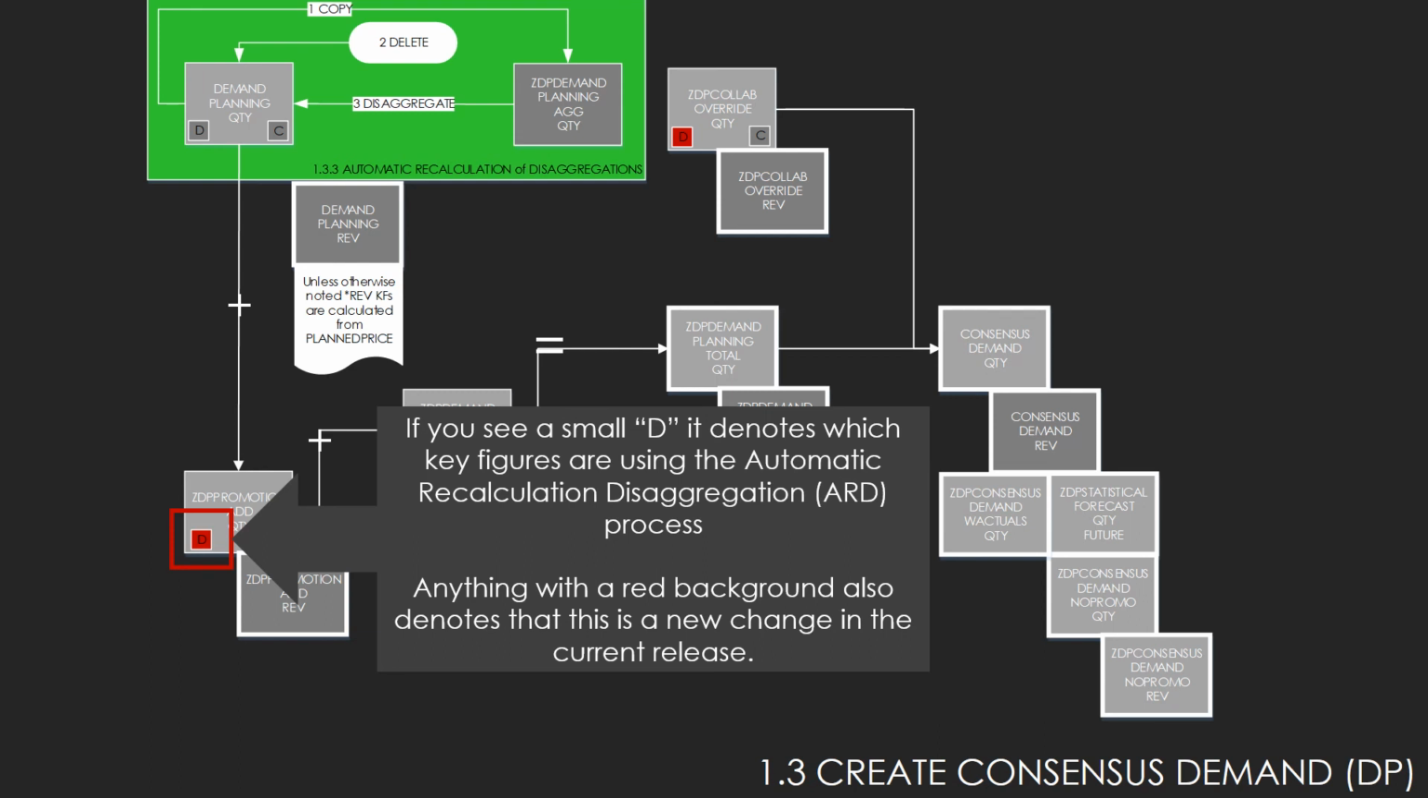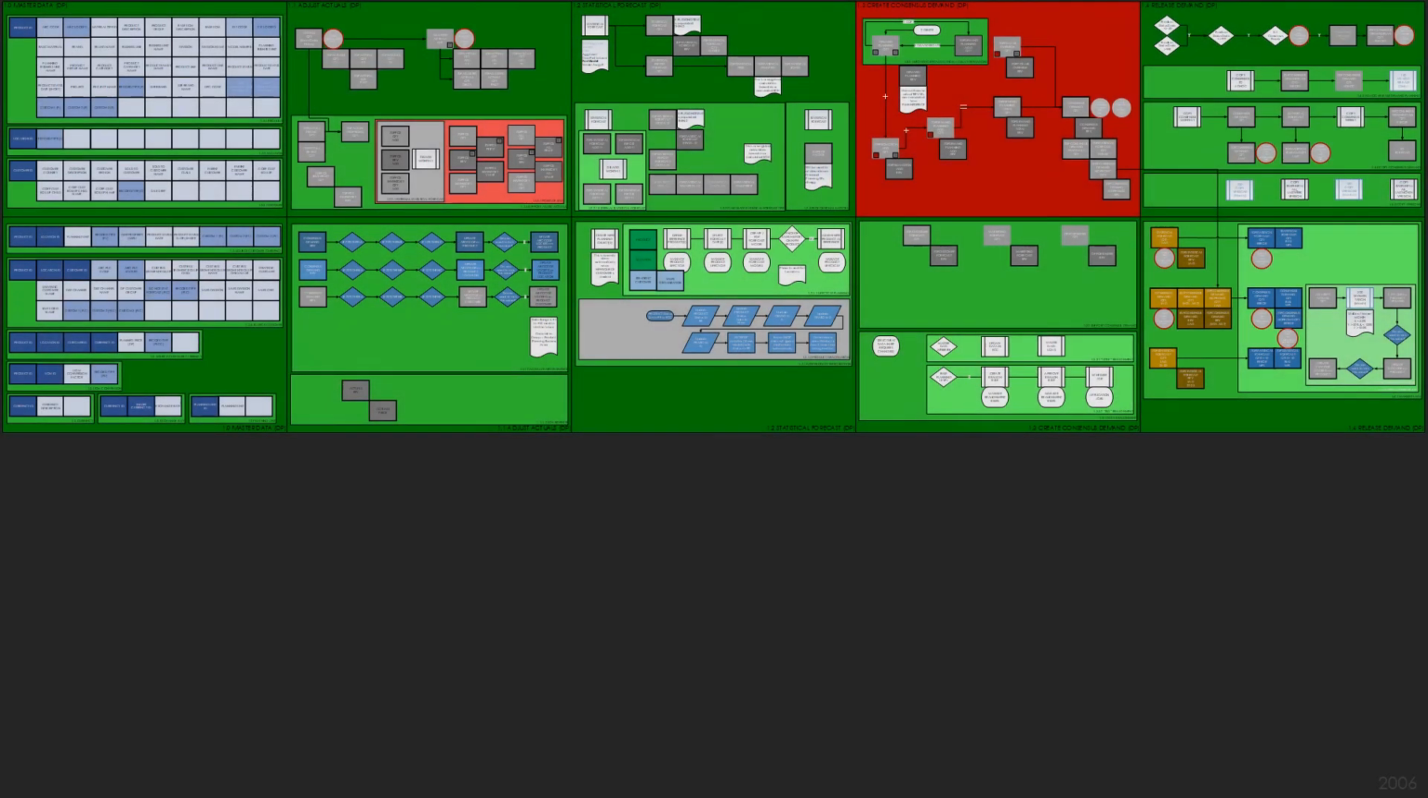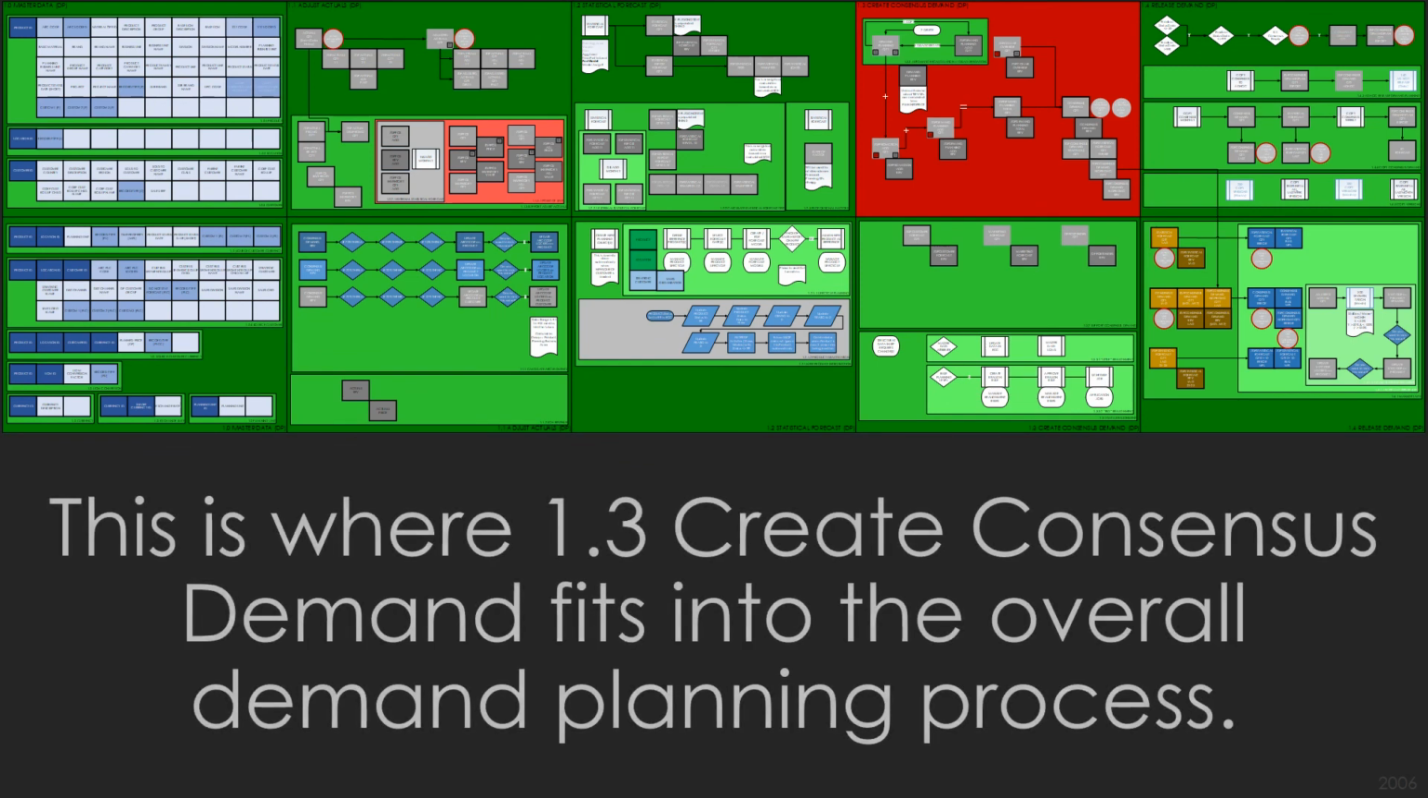If you see a small d, it denotes which key figures are using the automatic recalculation disaggregation process. Anything with a red background also denotes that this is a new change in the current release. This is where 1.3 create consensus demand fits into the overall demand planning process.